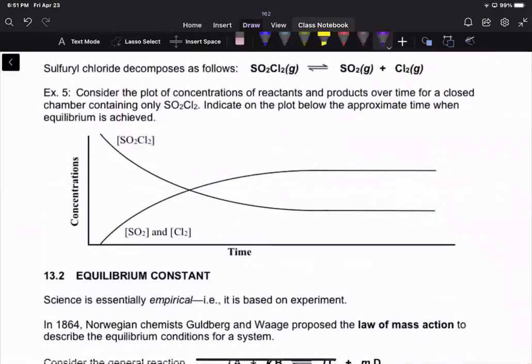Okay, so here it is graphically. And we are asked to indicate on the plot below when equilibrium is achieved. So we're looking for that concentration to stop changing. So who knows, maybe about there. As soon as that concentration line is flat.